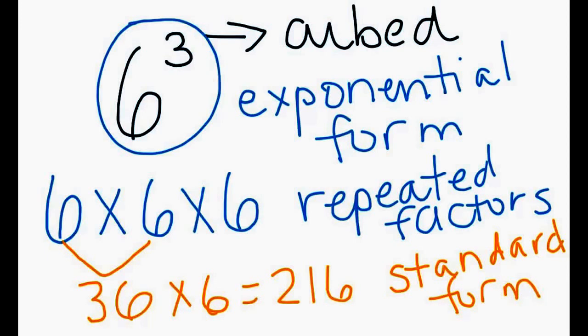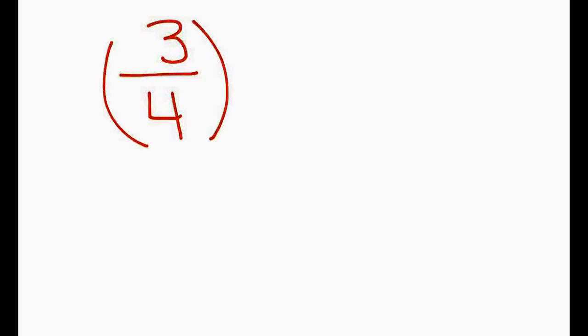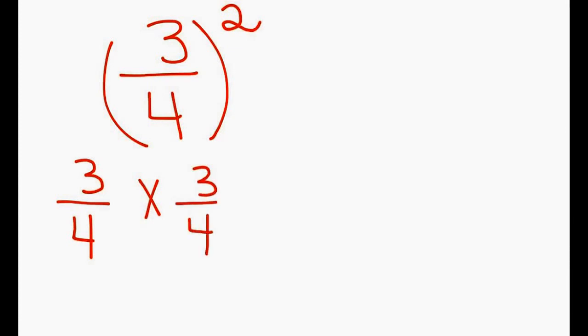Let's look at one more example. Okay, let's look at 3/4 squared. So this is telling me that I must multiply 3/4 times itself 2 times. So right now it is written in exponential form. And now I want to write it using repeated factors. So 3/4 times 3/4. This is showing us the repeated factors form.